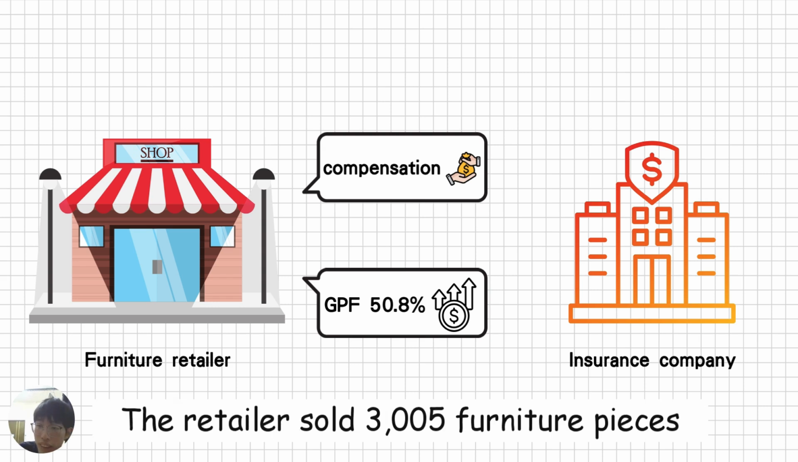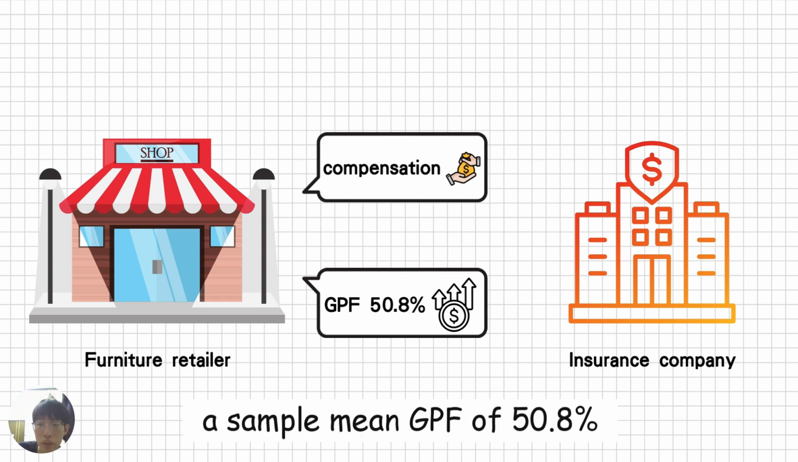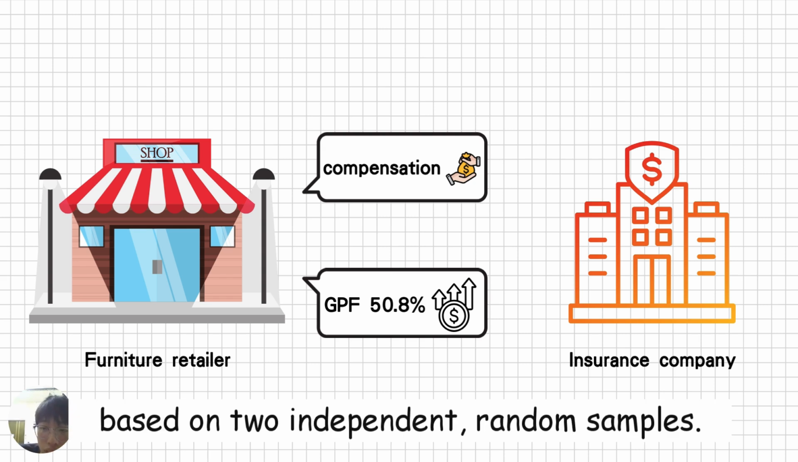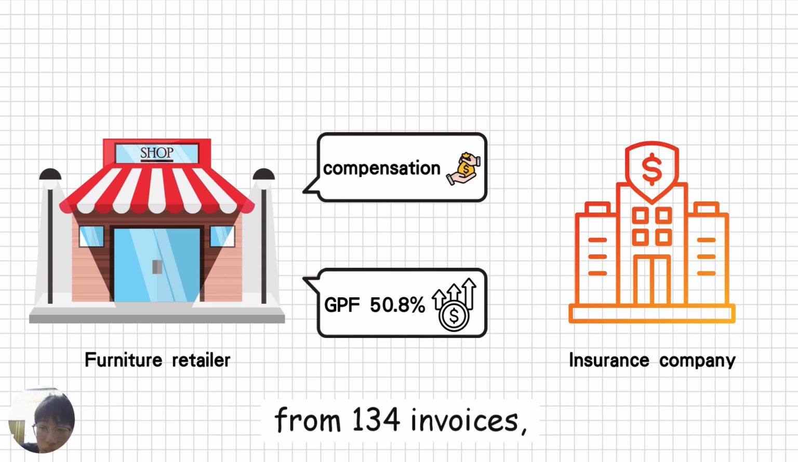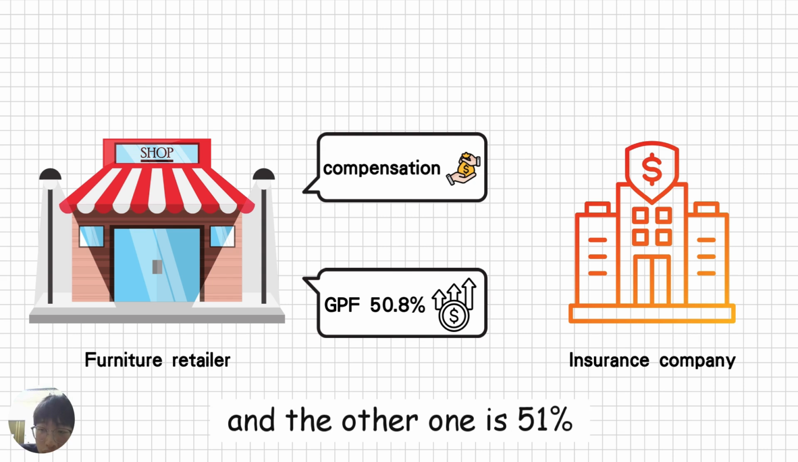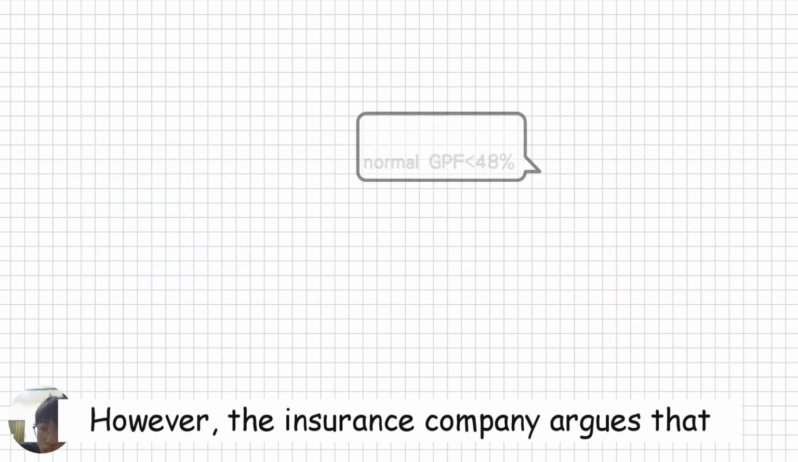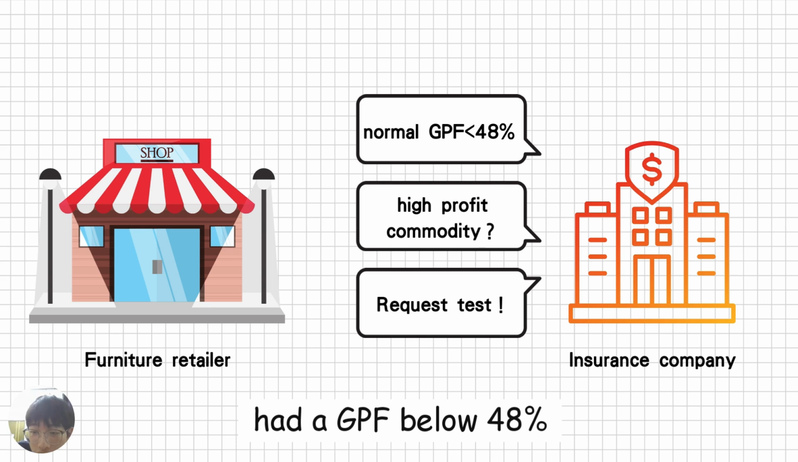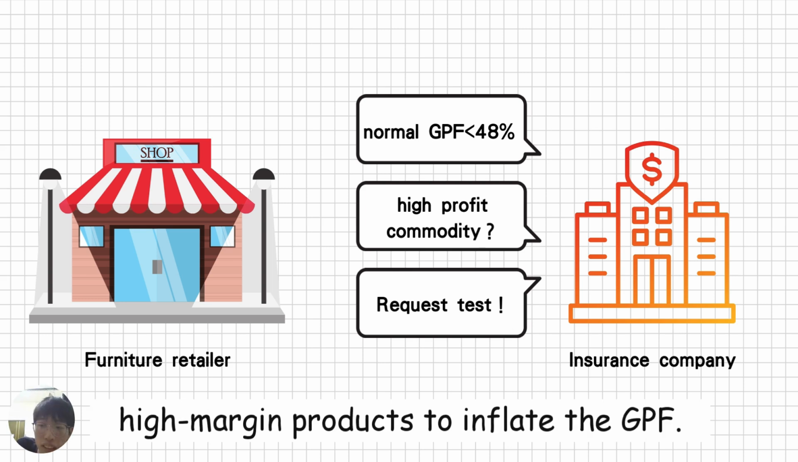The retailer sold 3,005 furniture pieces last year, claiming that they found a sample mean GPF of 50.8% with a sample size n equals 253. Based on two independent random samples, the first is 50.6% from 134 invoices, and the other one is 51% from 119 invoices. However, the insurance company argued that most of the items lost in the fire had a GPF below 48% and that the retailer selectively chose high-margin products to inflate the GPF.